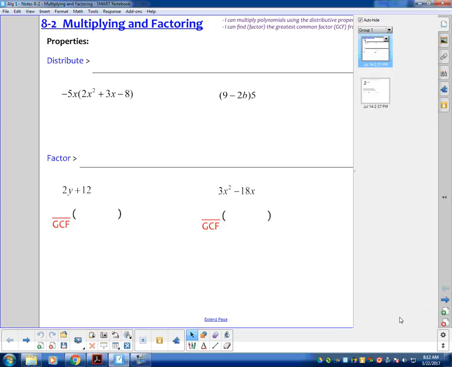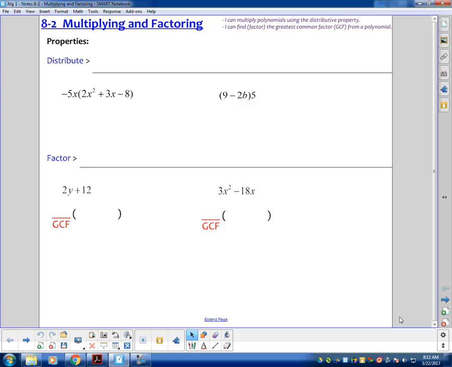This is 8.2, multiplying and factoring. So our goal is to be able to multiply polynomials using what's called the distributive property and factor the greatest common factor, also known as the GCF, from a polynomial.